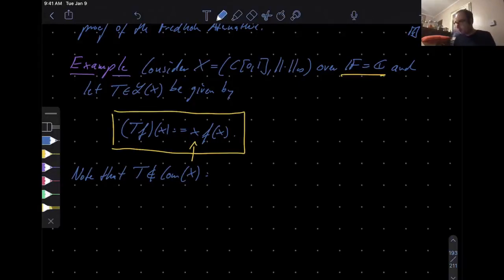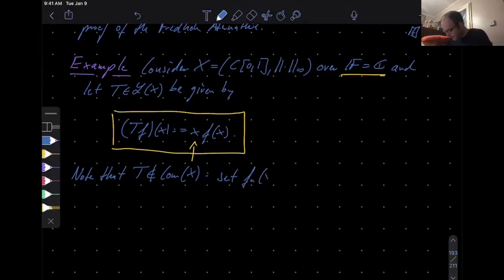Now I claim, first off, that this operator is not a compact operator on the underlying Banach space X. And why is this? Well, compactness means it maps bounded sets into sequentially compact ones. So what I'm going to do is construct a bounded sequence and show that the image sequence under the map T does not have any convergent subsequence. And then we will know it's not compact.